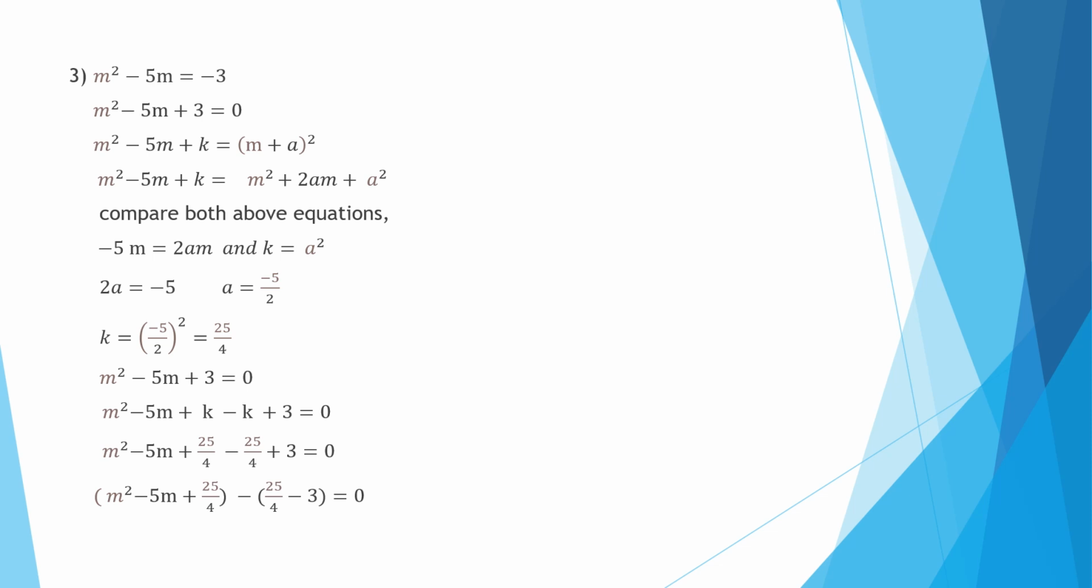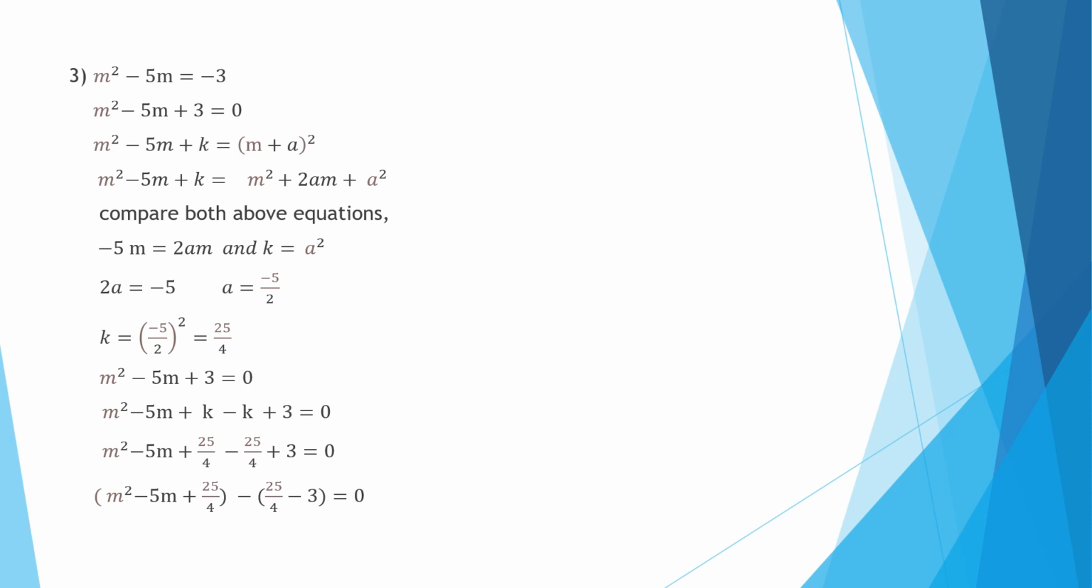m² minus 5m is equal to minus 3. So we write this equation in the form of x² plus bx plus c is equal to 0. So we write the equation m² minus 5m plus 3 is equal to 0. In this method we add plus k here. So the equation is m² minus 5m plus k is equal to (m + a)².